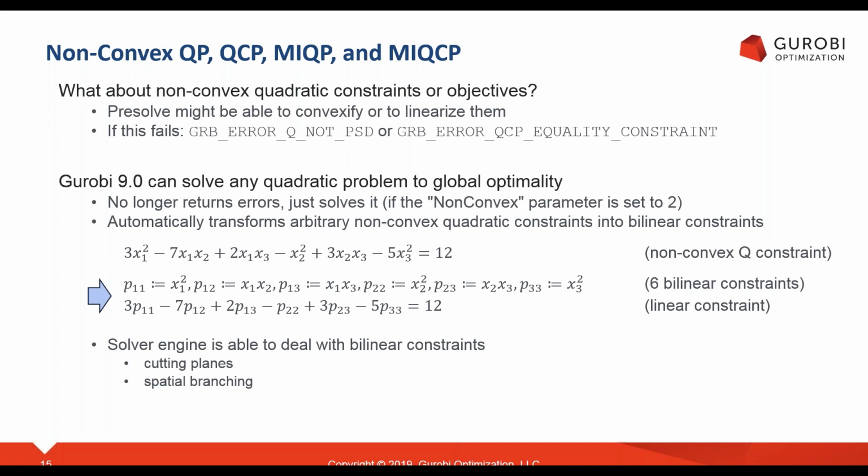So we would take each of those product terms here and create a new auxiliary variable for it to catch these product terms. So for example, P11 should be equal to x1 squared, and P12 should be equal to x1 times x2. And now using those auxiliary variables, the original non-convex quadratic constraint just translates into a linear constraint in those new variables. But of course, we still have those, in this case, 6 bilinear constraints, and those are still non-convex quadratic constraints. So somehow we need to deal with them.